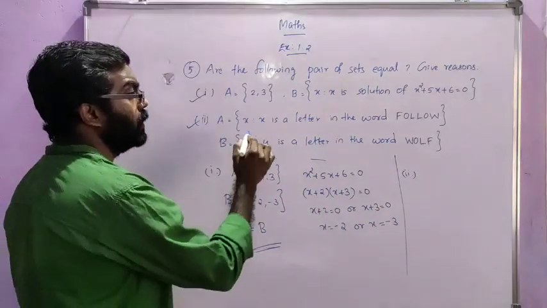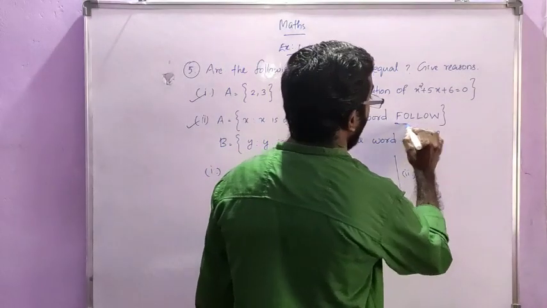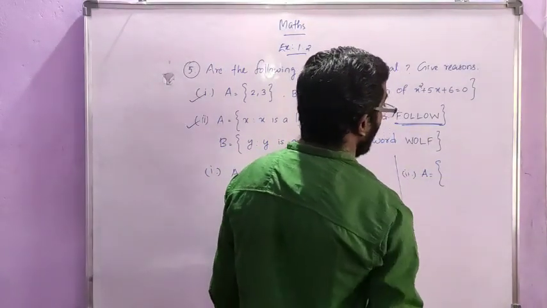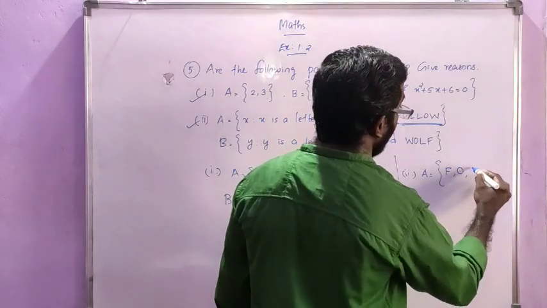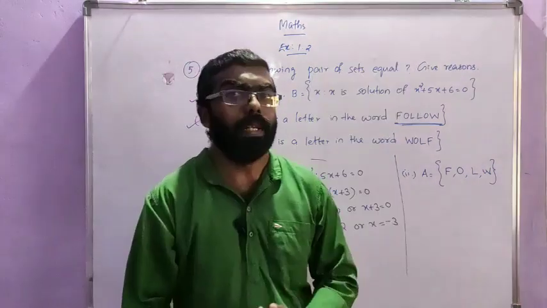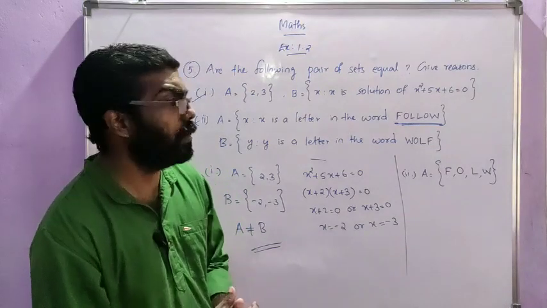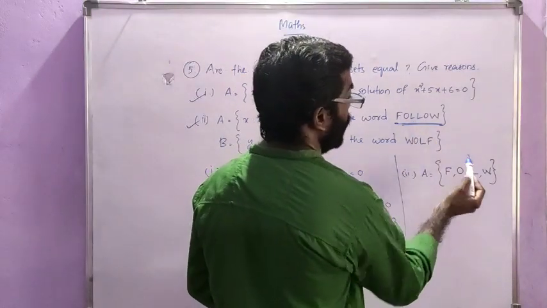A is equal to set of all X such that X is a letter in the word follow. So we can convert it into roster form. A is equal to set {F, O, L, W}. While describing a set, the repetition of the elements is not allowed. So we cannot write L and O twice.